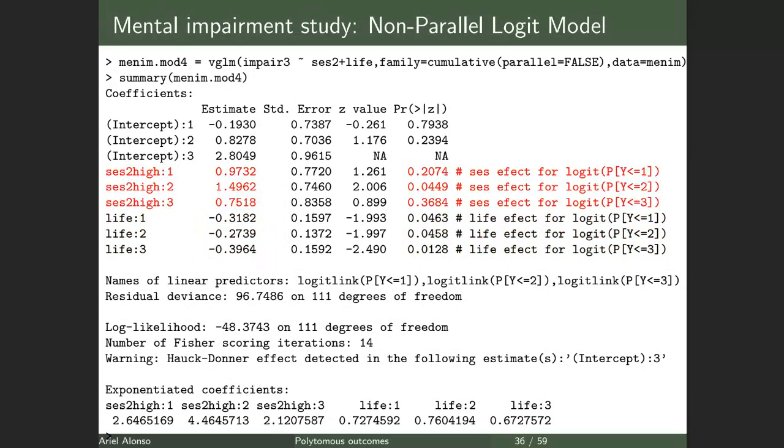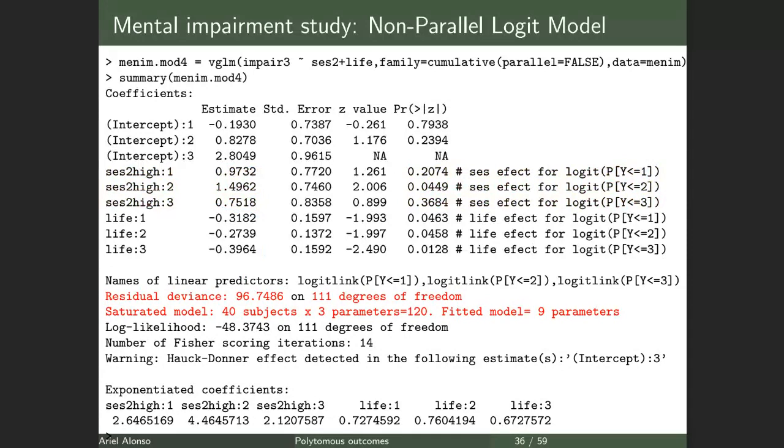So maybe I would be better off here considering this partial proportional odds model, in which I will assume that the effect of life events does not depend on J, but the effect of socioeconomic status depends on J. You can think about these things, but this is obviously the non-proportional model in which all coefficients vary with J, with the logit.